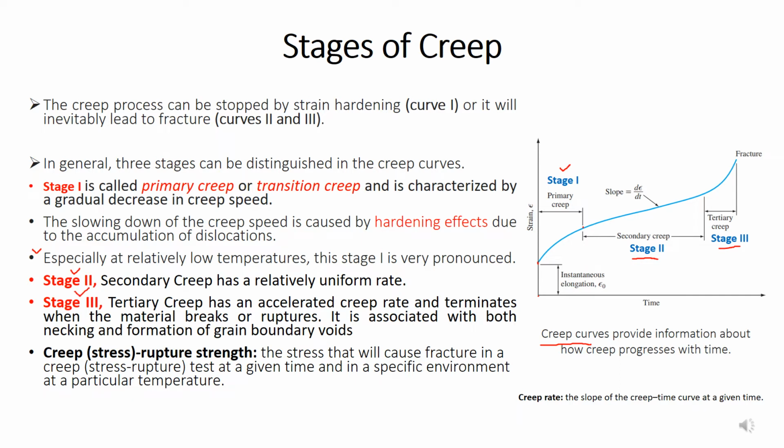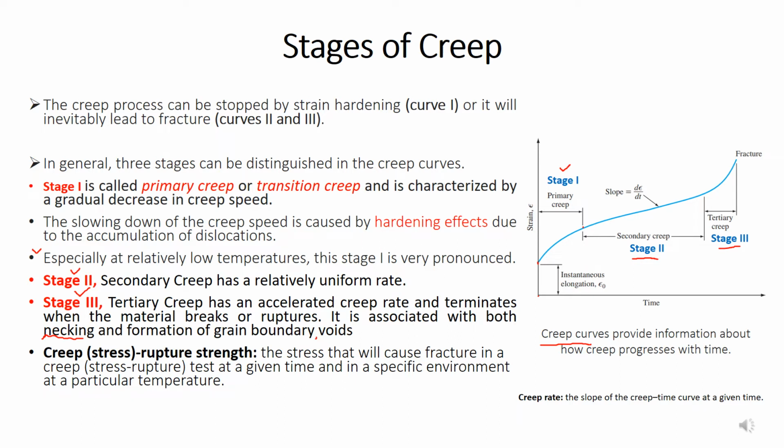In stage 3, which is also known as the tertiary creep, the accelerated creep rate occurs and it terminates the material into two parts, and the fracture occurs. So it is associated with necking. Necking means the dimensions at one particular point of the specimen decrease, and the formation of grain boundary voids actually contributes to the failure of the component. Then we have another term, which is creep rupture strength.